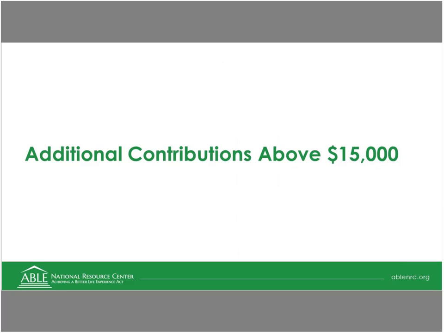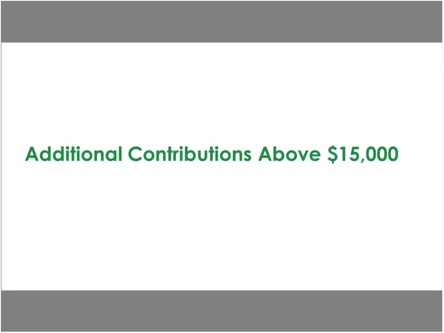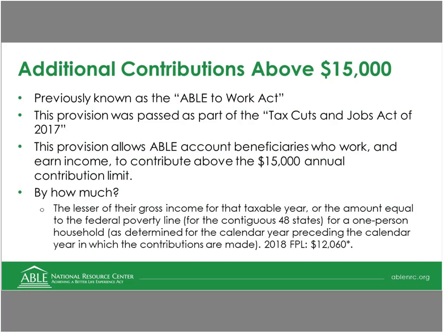But the last one that we know absolutely will be implemented is a provision that allows for additional contributions above the $15,000 annual contribution limit. I alluded to this, or we talked about this briefly a few slides ago. But what exactly is it? This particular provision was previously known as the ABLE to Work Act. And this provision, like the 529 rollover and the Savers Credit, was passed as a part of the Tax Cuts and Jobs Act of 2017.